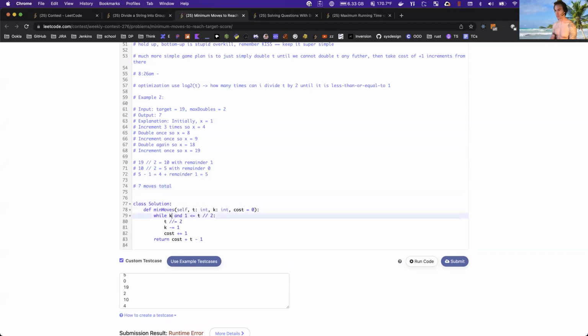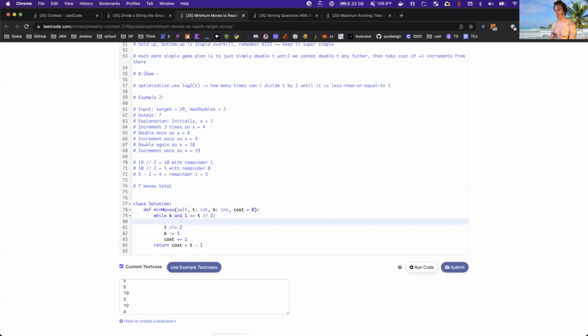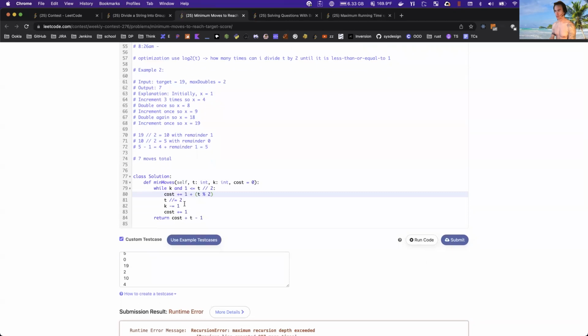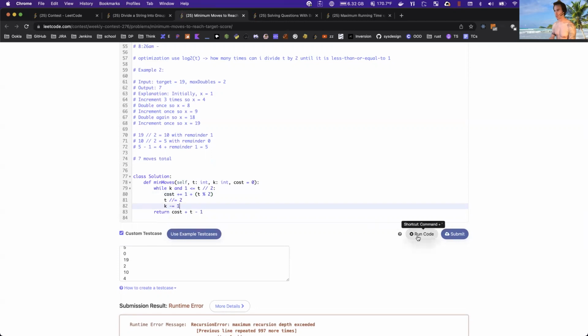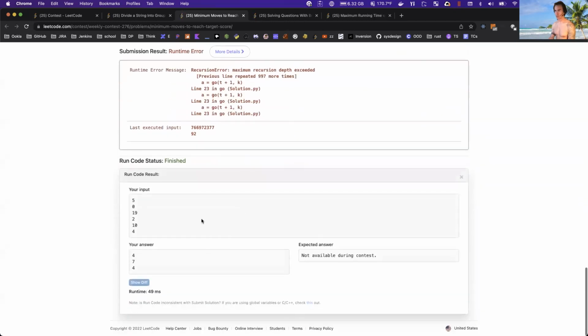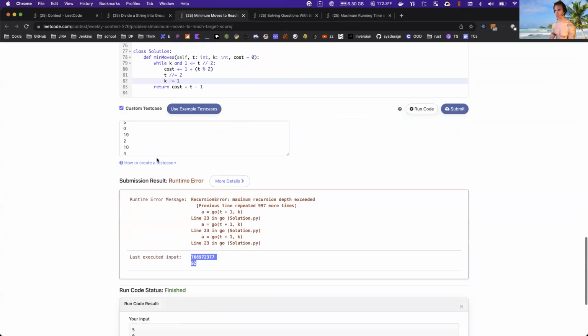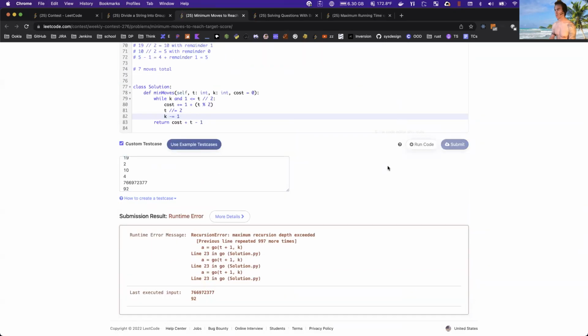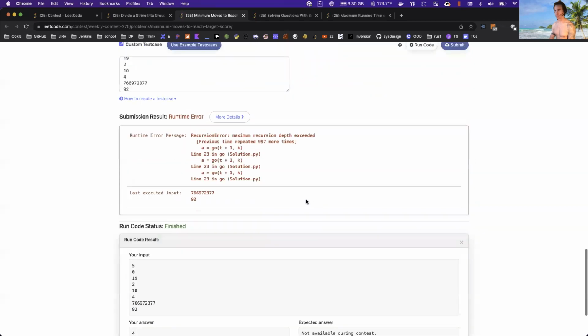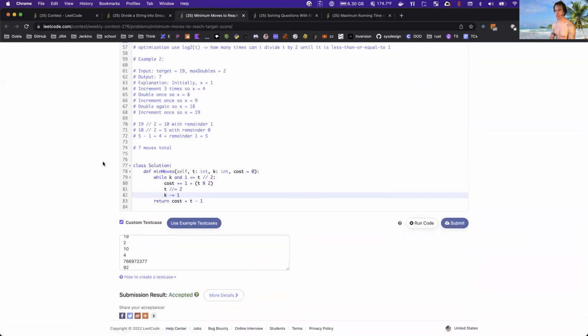Okay. Cost plus equals 1 plus t modulus 2. Cost, okay. That looks right. Let's see if we can do the big one. 45, it seems reasonable. Yay!